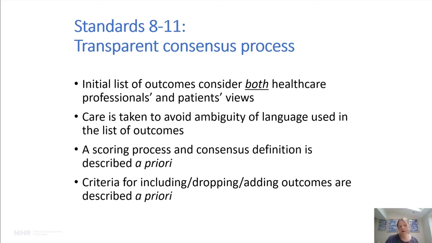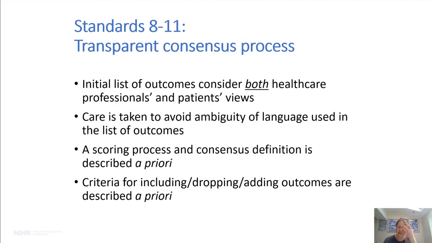So these are the standards. We start by constructing a list that has considered both healthcare professionals' and patients' views, and care is taken around language. There mustn't be any ambiguity in how those outcomes are described, and there is a scoring process and a consensus definition a priori. That's important so that people don't look at the results and then decide what meets consensus afterwards. That could be unduly biased by people's views about what they think should be in.